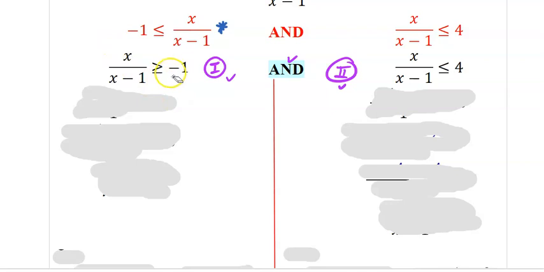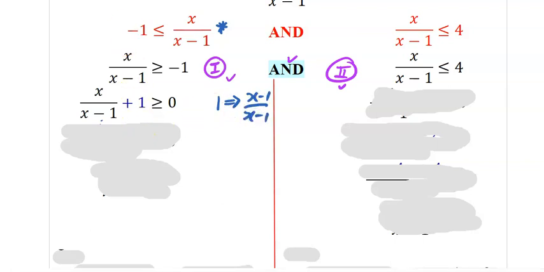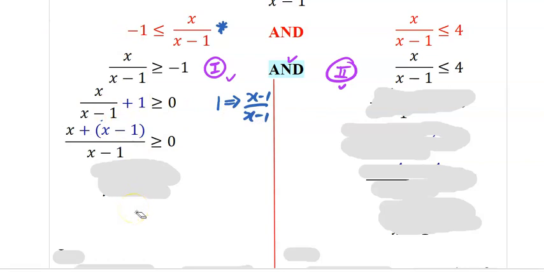So for case 1, to solve the rational inequality, I would like to have the right hand side be equal to 0. To get rid of this minus 1, I'm going to add 1 on both sides. And there goes the answer: x over x minus 1 plus 1. Now the right hand side is 0. Next, I would like to have the left hand side in the form of a single fraction. So the plus 1 here, I want to convert into a fraction with the denominator x minus 1. So 1 will become x minus 1 over x minus 1, and making them into a single fraction, I will have the result as follows.